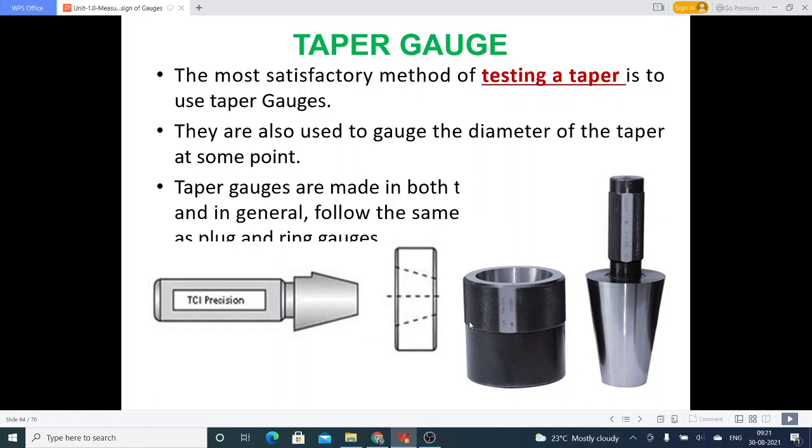Next, you can see taper gauges are there. This is a solid part, so it is used to check the hole, and this is a hollow part, so it is checking the shaft. So it is a taper one. If you want to check the taper of a hole or shaft, then it can be used.